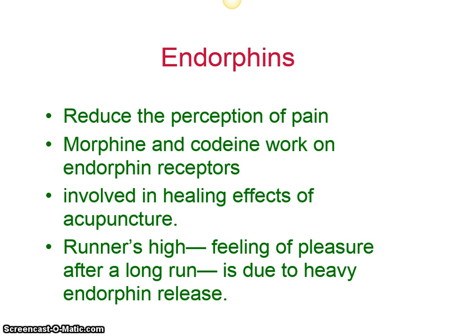Morphine and codeine work on the endorphin receptors, and they act as agonists. However, when we flood our body with opiate drugs, the body often stops producing its own natural opiates, which is why it is so difficult for individuals who abuse these drugs to no longer be addicted. The body is in a deficit position, which makes the withdrawal symptoms significantly challenging to accommodate. Endorphins are involved in the healing effects of acupuncture, as well as they're responsible for that feeling of pleasure known as runner's high after a long run.